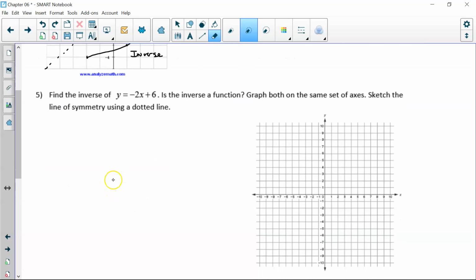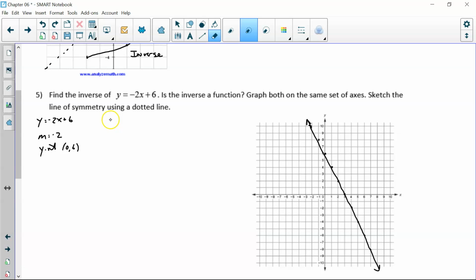So we're going to find the inverse of y equals -2x plus 6. So for y equals -2x plus 6, the slope is -2 and the y-intercept is at 0, 6. Over 0, up 6, and the slope is -2. Go down 2 over 1 in both directions. Here is our graph.